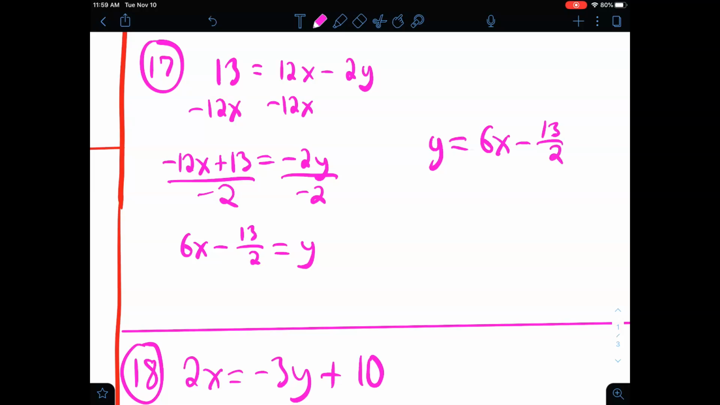But either way is totally fine. Why we can flip these around no matter how we want, as long as we keep the order correct. And yeah, this is going to be our final answer. Y equals 6x minus 13 over 2.